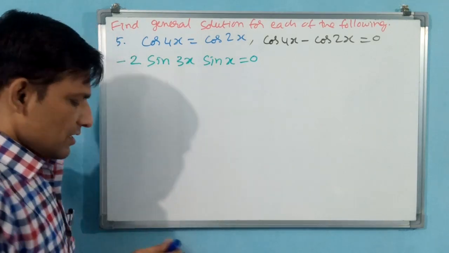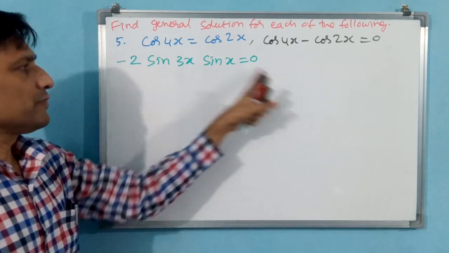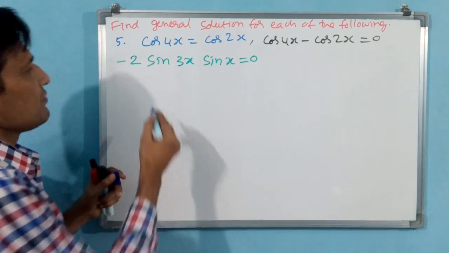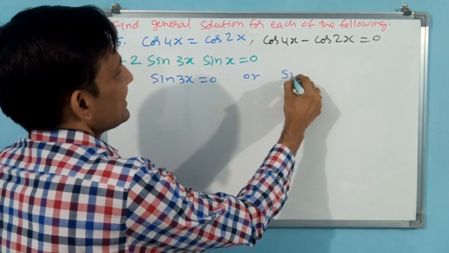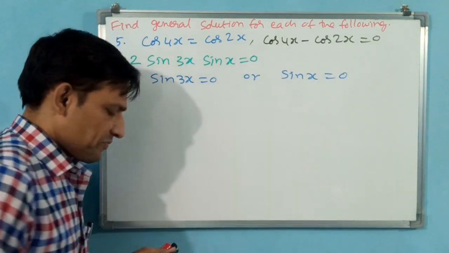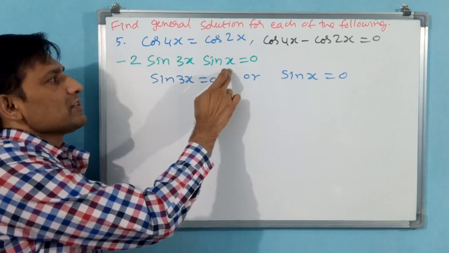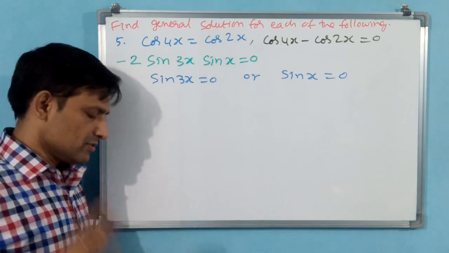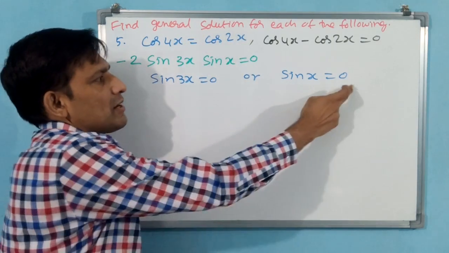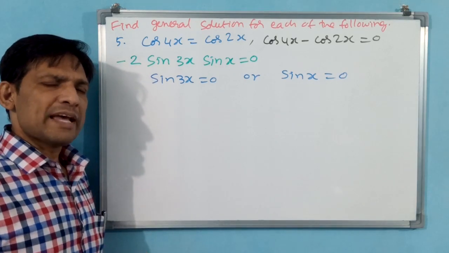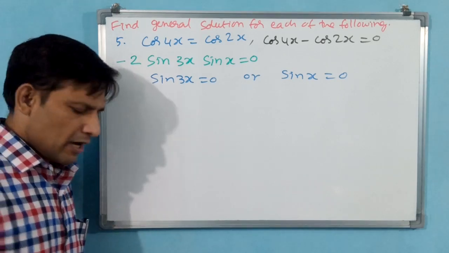If you observe carefully, here three factors are there: minus 2, sin 3x, sin x. But minus 2 will not become 0. Then what will become 0? Sin 3x is equal to 0 and sin x is equal to 0. Is it correct? Definitely correct. Because even if sin 3x is 0, all will become 0; sin x 0, all will become 0. One thing I will tell: even though he is asking the general solution, when 0 comes, we know sin is 0 at n pi. Straight away you can put n pi.